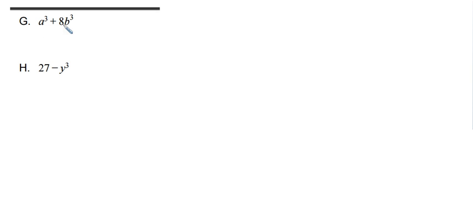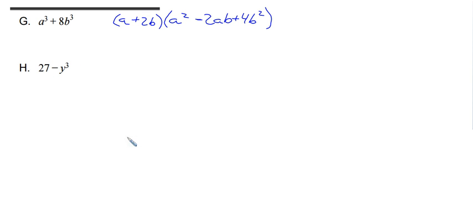This is a sum of cubes. What did you cube to get a to the third? It's a. What do you cube to get 8b to the third? It's 2b. 2 times 2 times 2 is 8. Now, I ignore this. I'm just going to square, square. I went ahead and did 2 squared. And then I'm going to multiply these together and change the sign. So that's going to give me a negative 2ab.